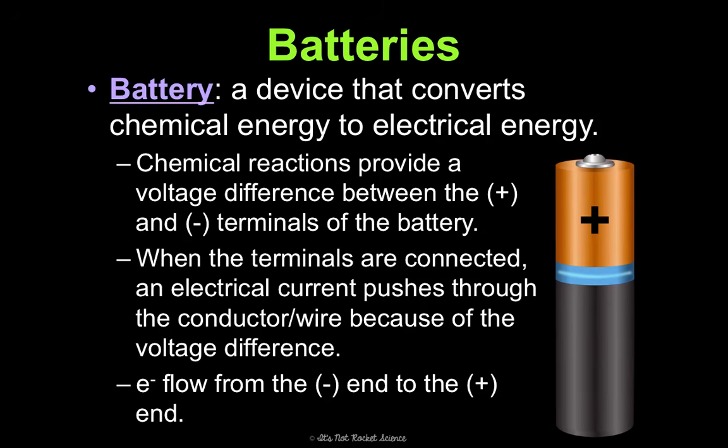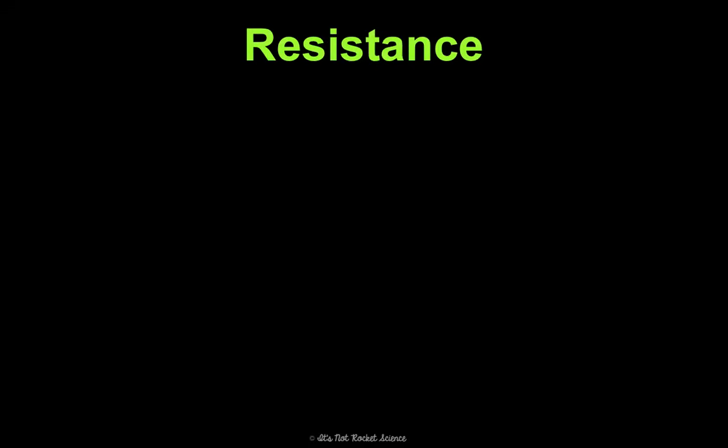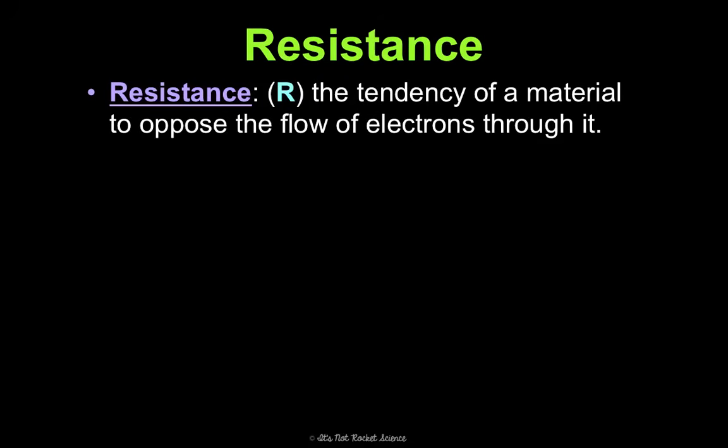Now, current doesn't always just flow easily. There is something that kind of prevents the flow of current, and that is called resistance. Resistance in an equation is a big R, and it is the tendency of a material to oppose the flow of electrons through it. We measure it in ohms, which is the Greek omega sign for the unit, which is kind of fun to draw.